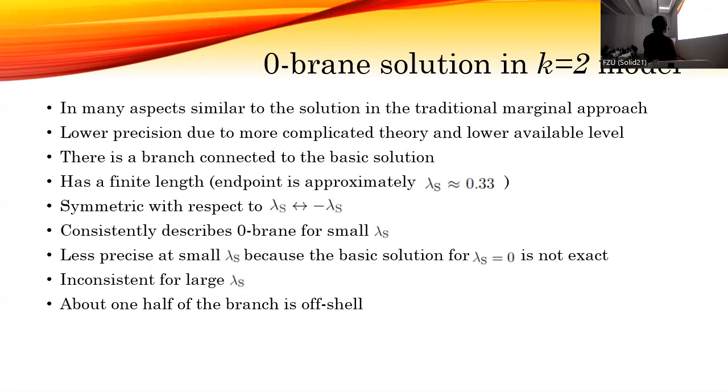So there is a branch connected to the basic solution. It has a finite length. In this case, it's approximately 0.33, but it depends a bit on the level. It's symmetric with respect to change of sign of lambda, so we can consider lambda to be positive. And once again, for small lambda, it consistently describes a different boundary state. There's some issue with low precision at small lambda, but I will skip that. And for large lambda, it once again becomes inconsistent and goes off-shell.